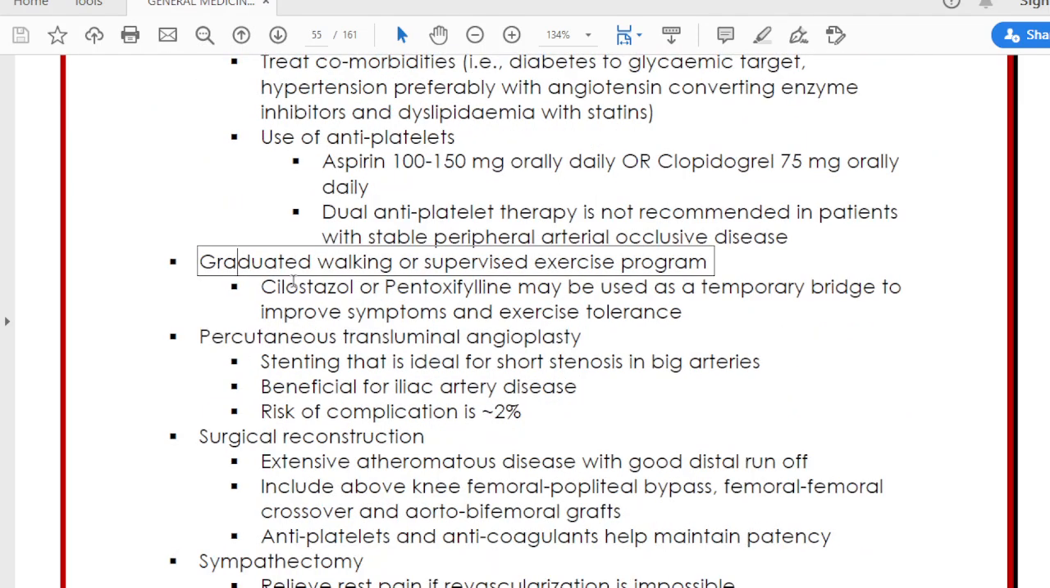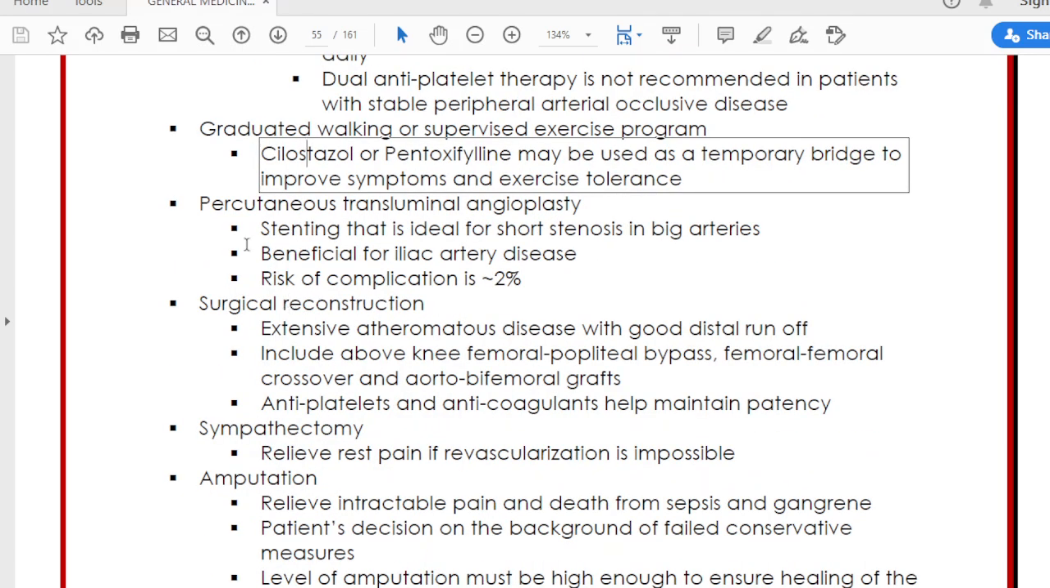Graduated walking or supervised exercise program. Cilostazol or pentoxifylline may be used as a temporary bridge to improve symptoms and exercise tolerance. Percutaneous transluminal angioplasty. Benefit: stenting is ideal for short stenosis in big arteries. Beneficial for iliac artery disease. Risk of complication is 2%.